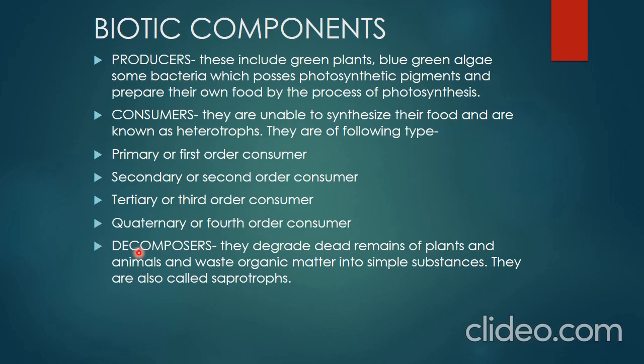Last are the decomposers. Decomposers degrade the dead remains of plants and animals and waste organic matter into simpler substances. They are also called saprotrophs that we have discussed. So if you are asked the question, what is the function of decomposers, number one, they convert the waste organic material into simple small organic molecules which they utilize themselves, and number two, inorganic substances are released into the environment for reuse as raw material by the producers. So this was about the biotic components.